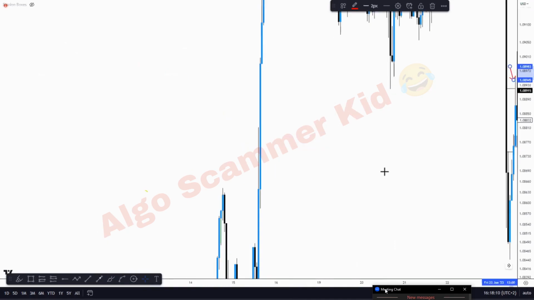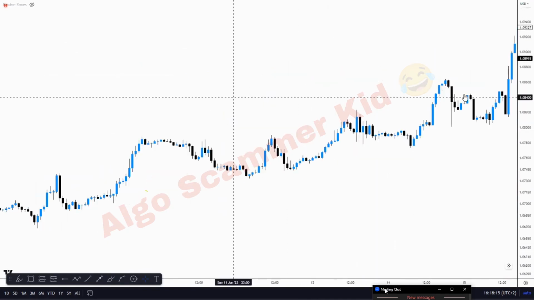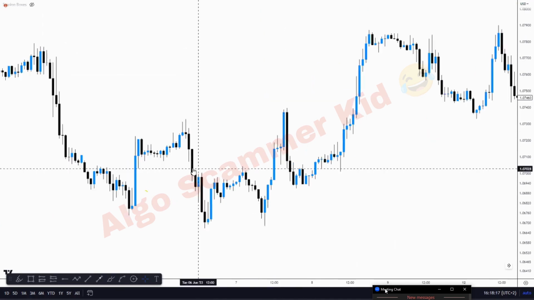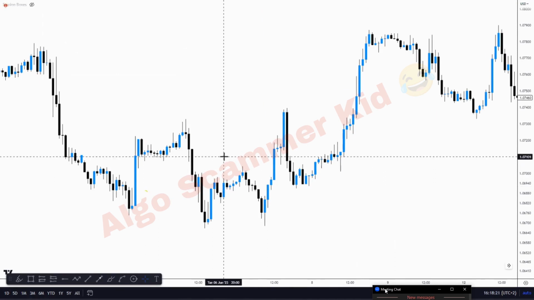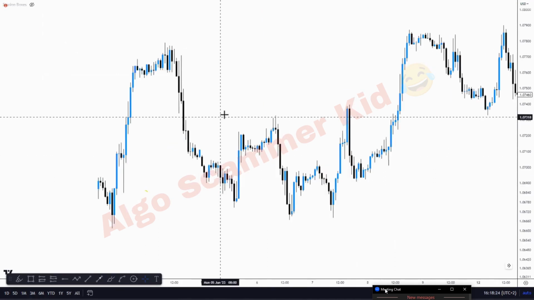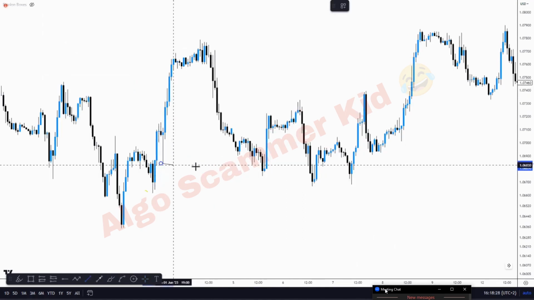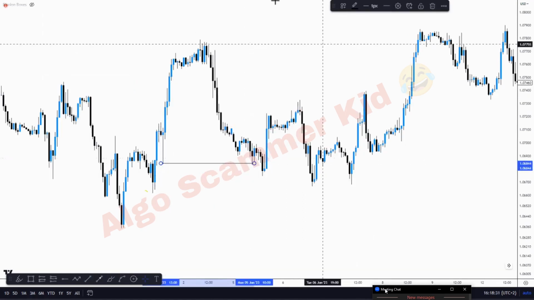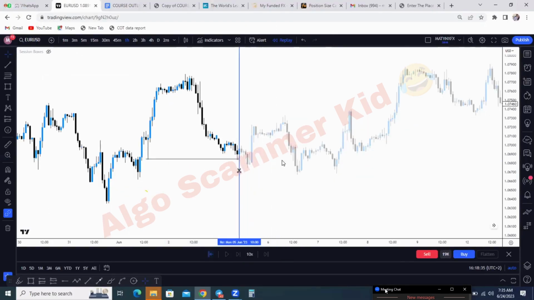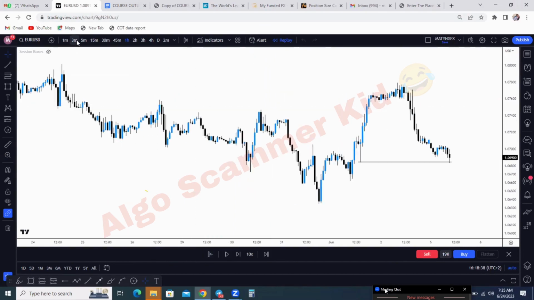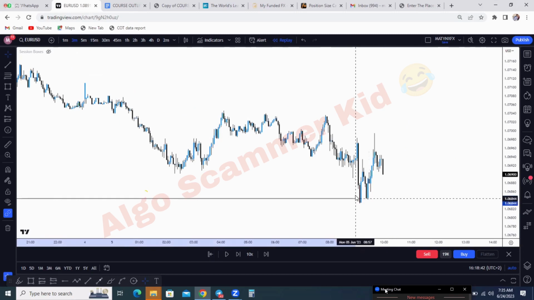I don't like drawing. I hate drawings. So let's look for an inducement on the 1 hour. Clearly, there should be one. What's this? Let me look for another. Okay, we had this inducement. So let's cut price there. Just cut it and see, because clearly, okay, we had our 1 hour inducement, right?